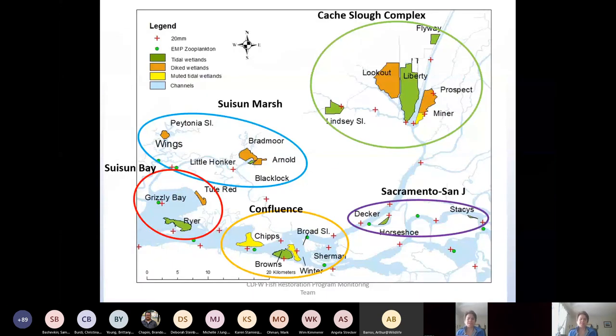We put all of these different stations and sample types together into a kind of block design where we have these five regions. Within each region, we have channel sites, we have tidal wetland sites, and we have either diked or muted tidal wetland sites. You'll notice our design isn't completely balanced. We don't have the same number of sites in each region. Some regions we have all diked, some we have channel, tidal, and diked, some we have channel, tidal, and muted, but this at least is giving us a preliminary look at the differences between these habitat types.